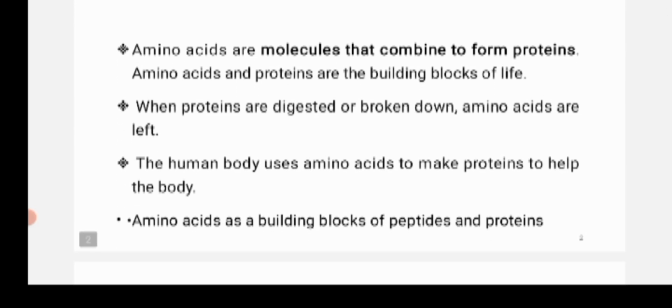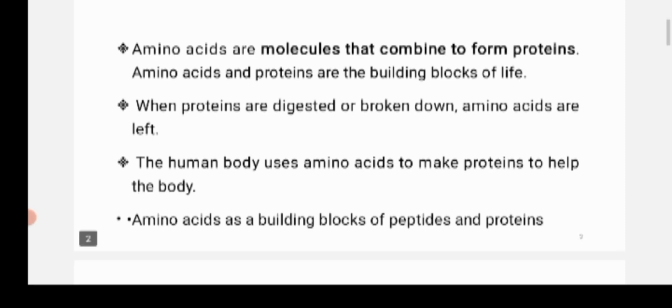Amino acids are macromolecules that combine to form a protein. How is a protein formed? One amino acid is joined with another amino acid with the help of a bond called a peptide bond. These combinations finally form proteins. Amino acids and proteins are the building blocks of life. That is the main purpose. It is also one of the sources of energy needed by the body.